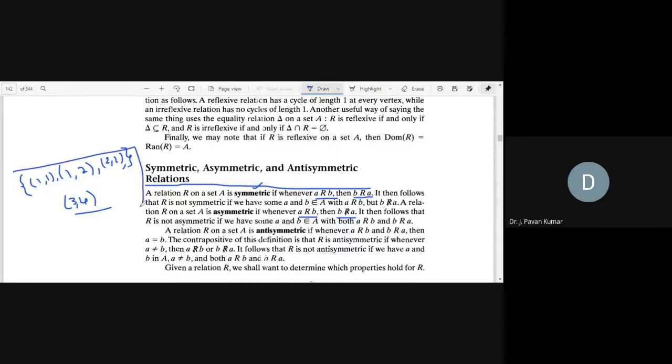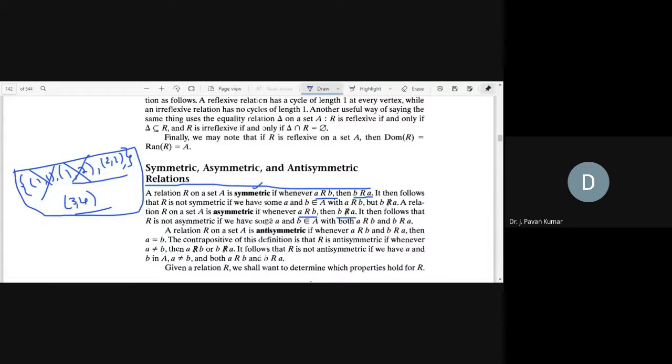Now consider the same relation: 1 comma 1, 1 comma 2, 2 comma 1, 3 comma 4. Can we consider it as asymmetric? No, sir. No. Why? Because it is violating, right? 1 comma 2, 2 comma 1 is a symmetric pair, so it is violating. Suppose we don't have 1 comma 2. Can we consider it as asymmetric? No, sir. No. What is violating? 1 comma 1. So 1 comma 1 also should not be part of this relation. Then we can claim it as asymmetric. So an asymmetric relation has the property that if A is related to B, then B should not be related to A.